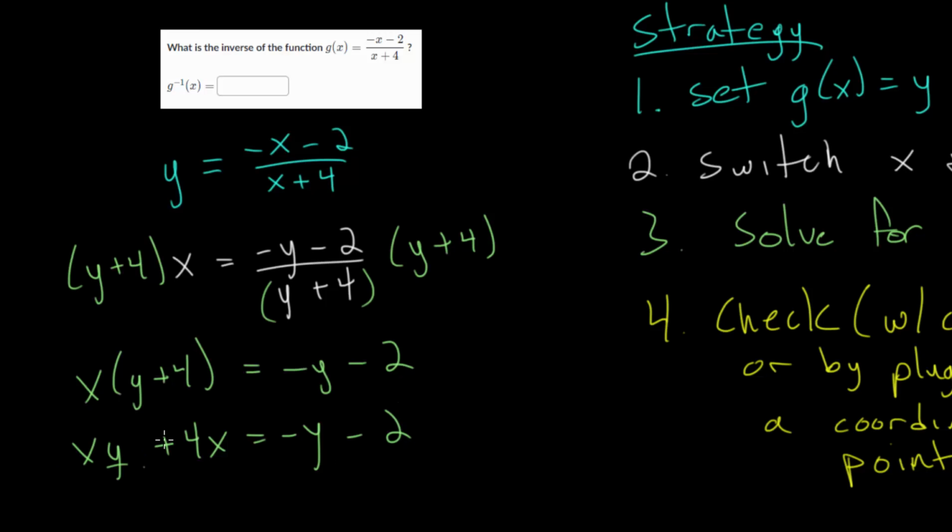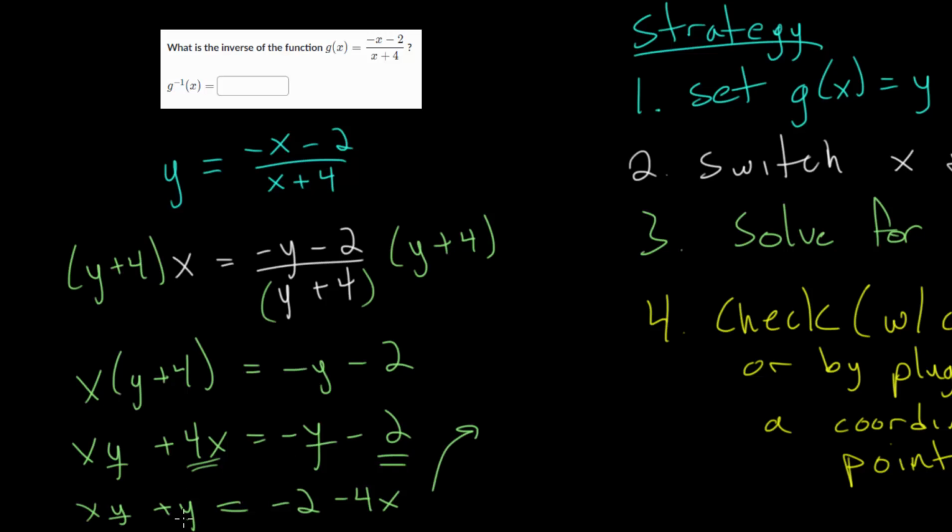And now that we have y out of the parentheses and out of the denominator, we can just put all the y terms on one side of the equation and all the non-y terms, so these two right here, on the other side. So let's just add y to each side. So we get that xy plus y, and we'll subtract 4x on each side. So that's equal to minus 2 minus 4x.